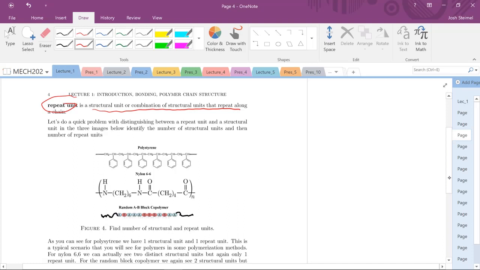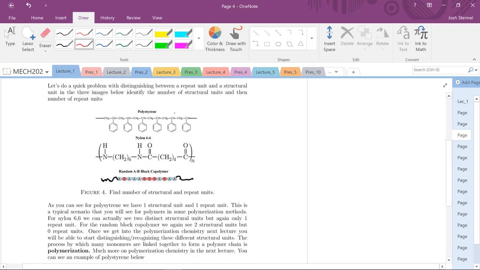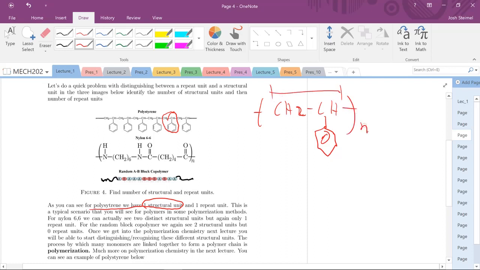For polystyrene, how many structural units, how many repeat units, do we have here? Well, let's look around. There's one structural unit, this one, that is what is going to be repeated. So we have one structural unit there, and then it's repeated some number of times. In our parentheses here, it's going to be this CH2. That's the structure of our polymer, and that's going to repeat. So this unit is going to repeat n number of times.